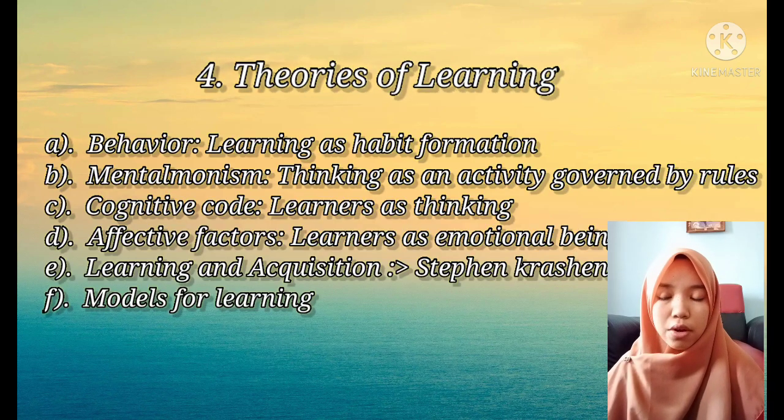4. Theories of learning. There are 6 points about theories of learning. The first is behaviorism, learning as habit formation. B. Mentalism, thinking as an activity governed by rules. C. Cognitive code, learners as thinkers. D. Affective factors, learners as emotional beings. 5. Learning and acquisition from Stephen Krashen, 1981. And the last is models for learning.